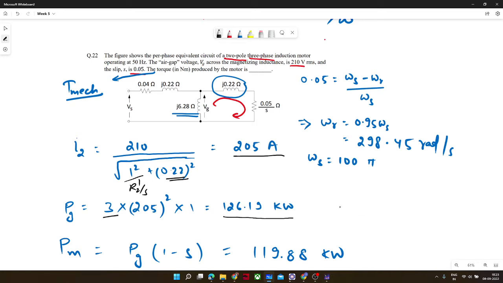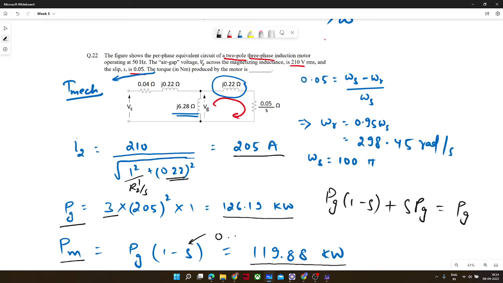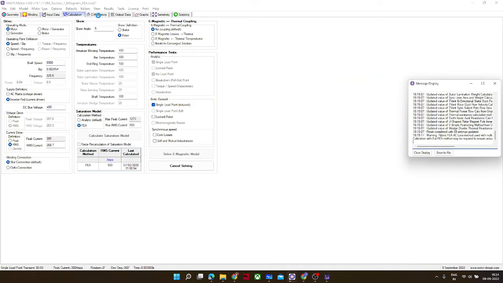Now I just told you the mechanically developed power would be air gap power into (1 minus S). If we add Pg into (1 minus S) plus S Pg, you will get the air gap power. We need to calculate the mechanical power, and with S equal to 0.05, you will get 119.88. Okay. Till here, any doubt? So I think it should be fine.